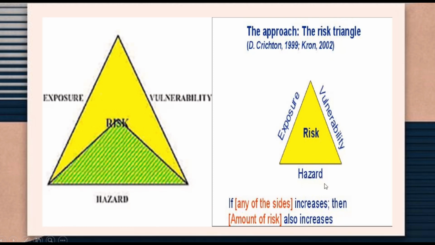So how does the risk triangle work? If any of the sides increases, let's say exposure and vulnerability increases, then the amount of risk also increases. Ganun din on the other way around. If any side decreases, then the amount of risk also decreases.